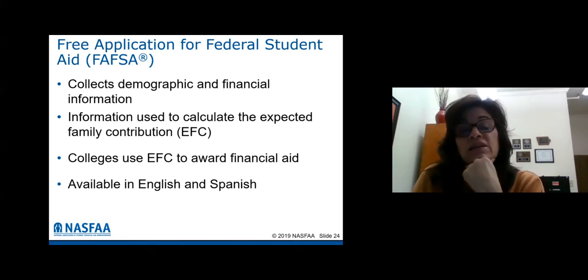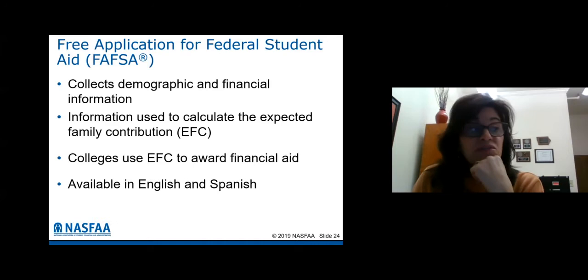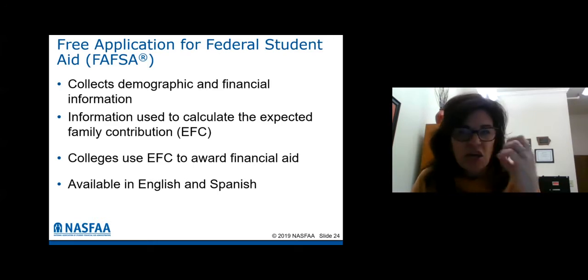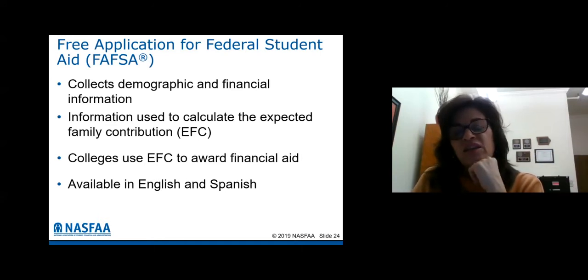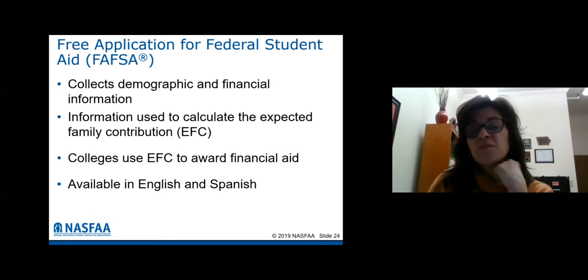So it's going to collect a lot of demographic and financial information about you and your student. And again, it's going to use all of that data, put it into a huge algorithm and calculate the expected family contribution. And that's what we use to determine your financial aid eligibility. It's available in both English and Spanish.